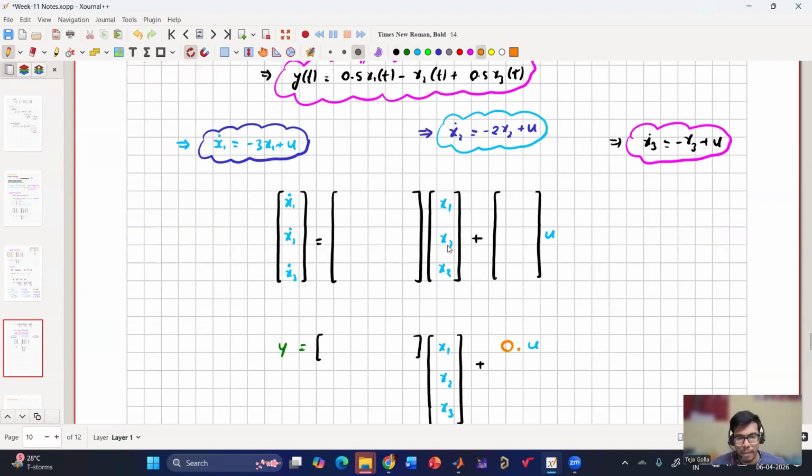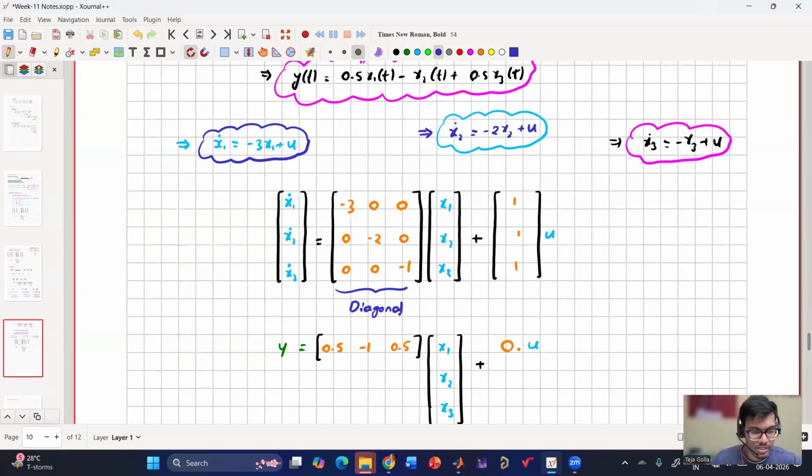So x1 dot is minus 3x1. So minus 3, others are 0, and this is 1. x2 is minus 2x2, so 0, minus 2, 0, and then 1. x3 is minus x3, so 0, 0, minus 1, and then 1. And then y is 0.5 x1 minus 1 x2 plus 0.5 x3. As you can see, this is the diagonal. You can see it's a diagonal matrix. So that's why it is called diagonal form.